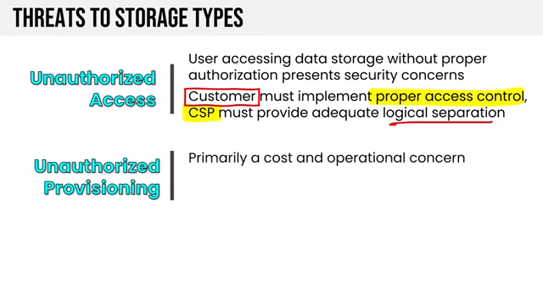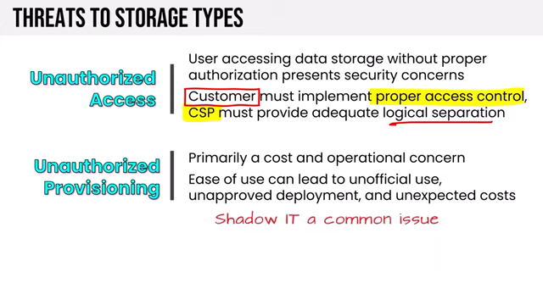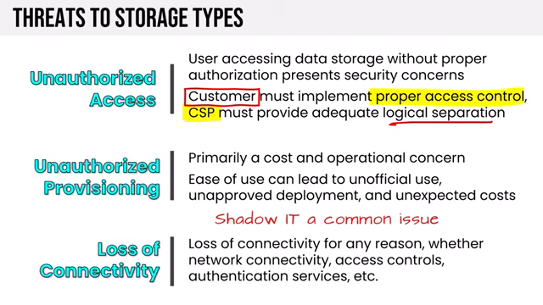Unauthorized provisioning. So this is primarily a cost and operational concern. So ease of use can lead to unofficial use, unapproved deployment, and unexpected cost. That unapproved deployment and unexpected cost comes from what we call shadow IT, a very common issue where folks lay down a credit card, they start using cloud services that aren't formally approved by the IT department. Then loss of connectivity, pretty straightforward. Loss of connectivity for any reason, whether that's network connectivity, access controls, authentication services, that takes away availability of our data.